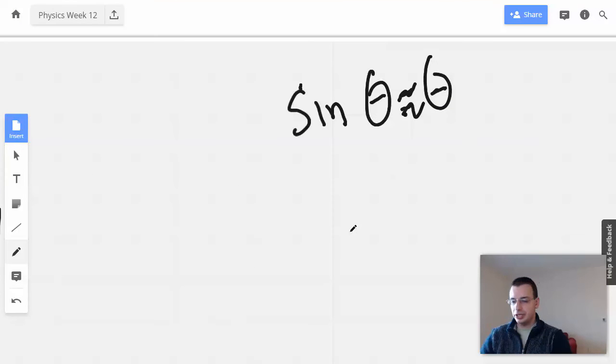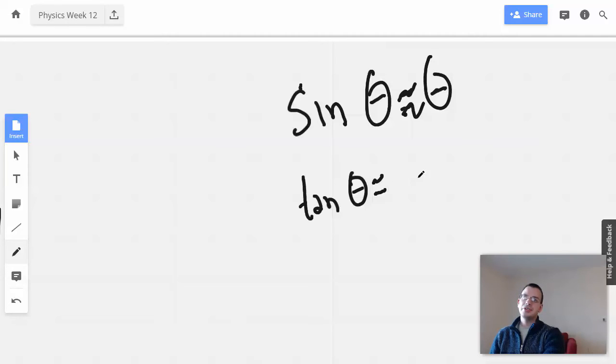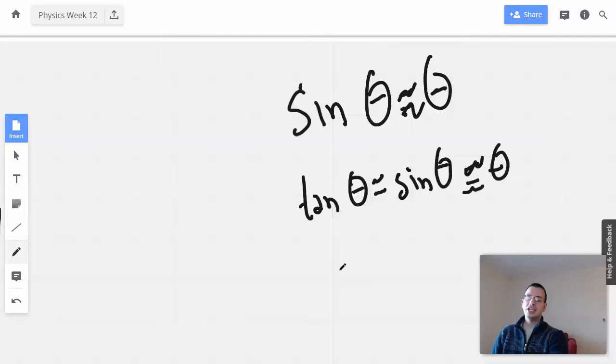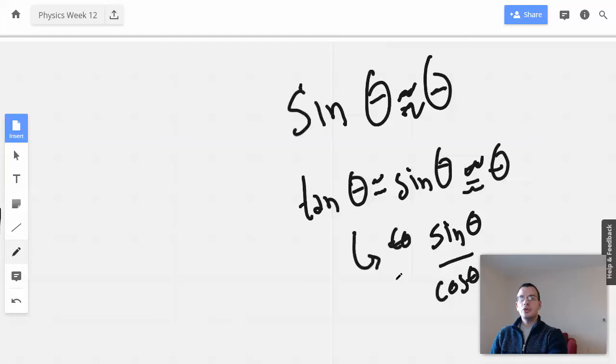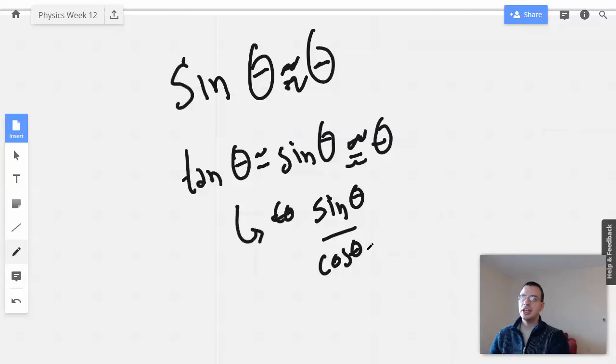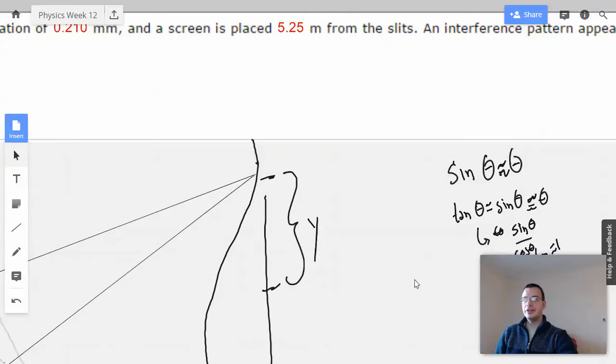You'll also see tangent of theta is kind of sort of sine theta, which is kind of sort of theta. Well, tangent of theta is just sine theta over cosine theta. And when you get a small angle, it's close to 0, which means that cosine theta is kind of sort of 1. So what you're really getting is sine of theta over 1, which is basically kind of sort of theta.